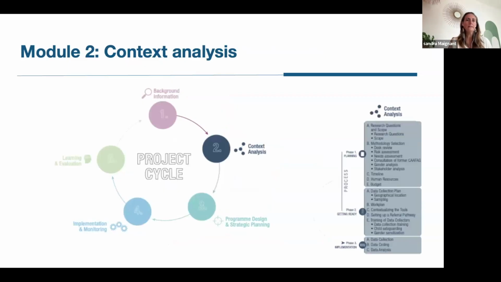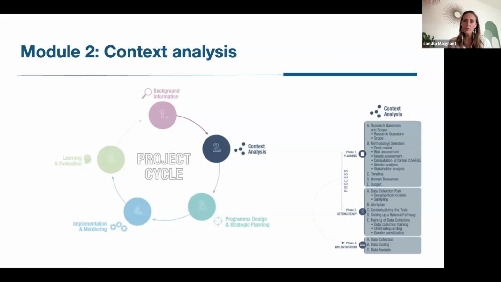With the context analysis, maybe it's worth explaining the difference between a context analysis and a needs assessment. The context analysis is basically wider. For context analysis, you will document the risks, for example, of implementing a program on CAAFAG. You will look at the consultation with former CAAFAG. You will do a gender analysis, a stakeholder analysis, and a needs assessment. So basically, a needs assessment is one element of a context analysis.